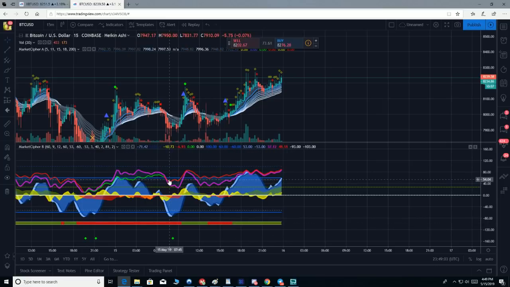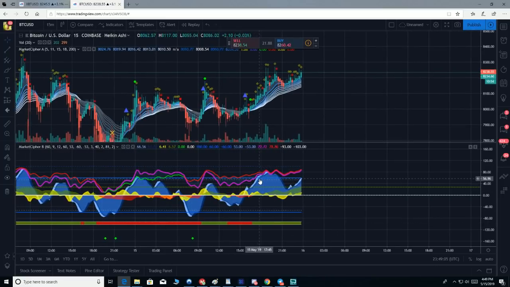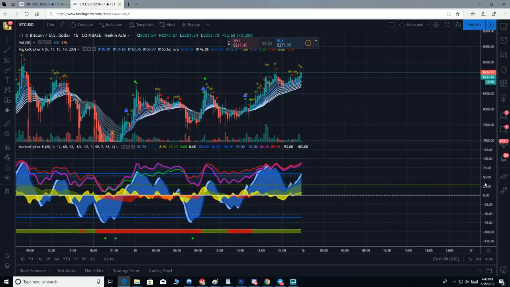Okay, now these lines here, these lines are stochastic and standard RSI, all right?